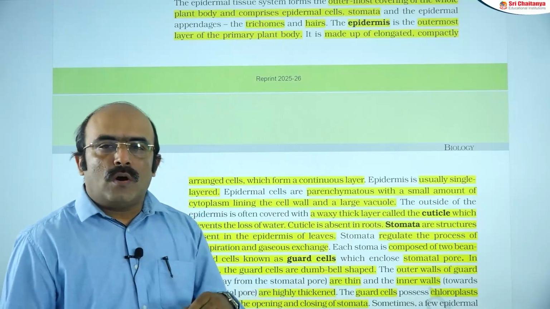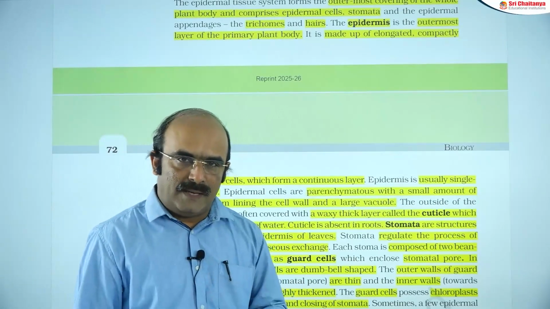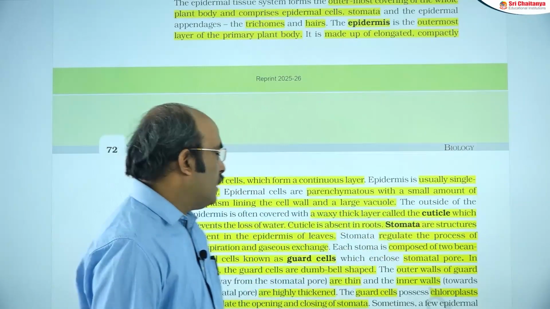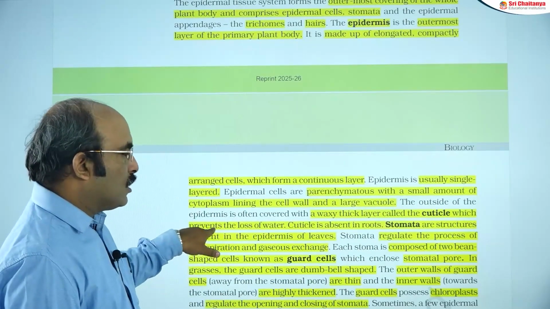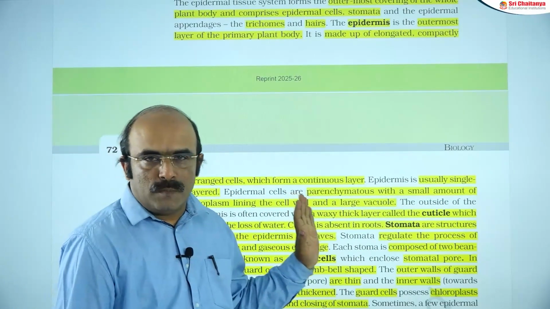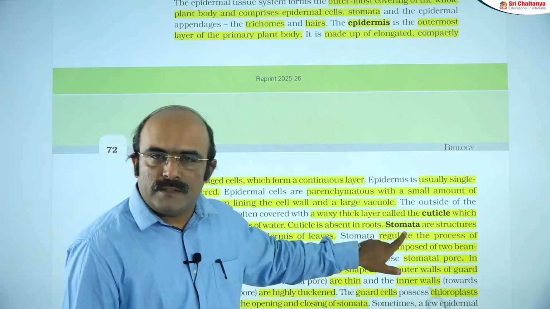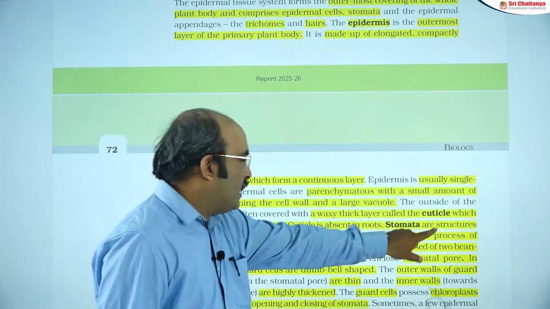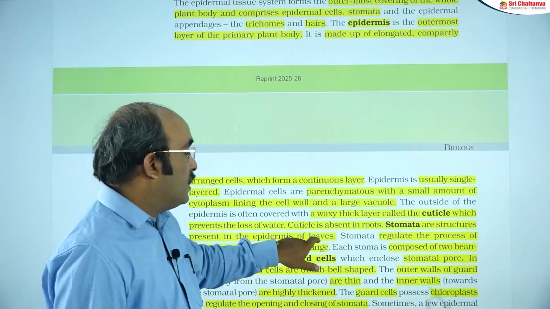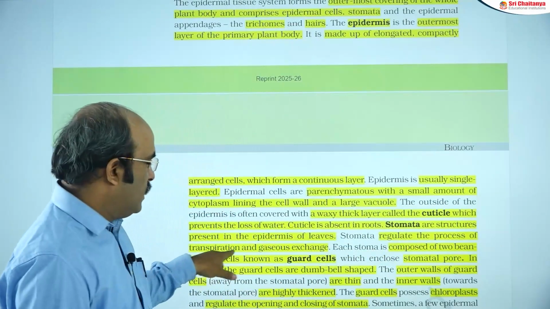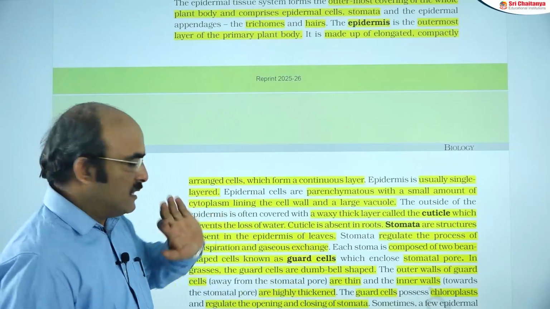If you go to organs like leaf and stem, towards the outer edge you will have a layer called cuticle, which prevents water loss by transpiration because it is a waxy layer. But such a cuticle is absent in roots. And stomata are structures present in the epidermis of leaves. Stomata regulate the process of transpiration and exchange of gases.